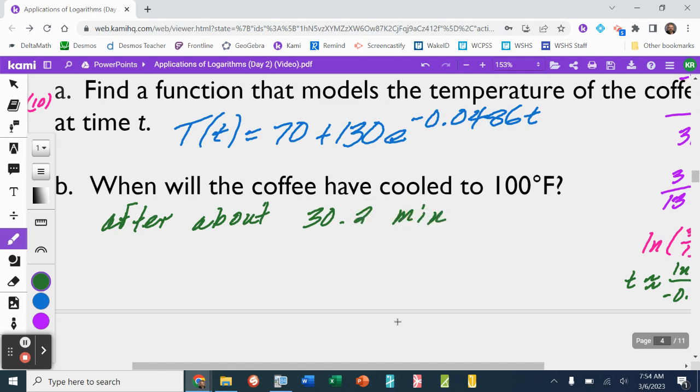In other words, if we were to pour this cup of coffee in a room that was 70 degrees Fahrenheit, and the coffee was 200 degrees Fahrenheit at the time of pouring, and we were to let it sit there, the cup of coffee would reach a temperature of 100 degrees Fahrenheit after about 30.2 minutes.